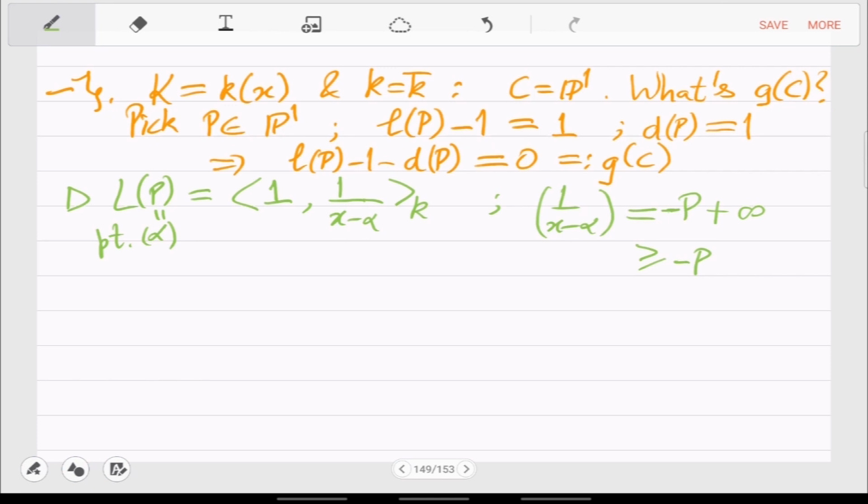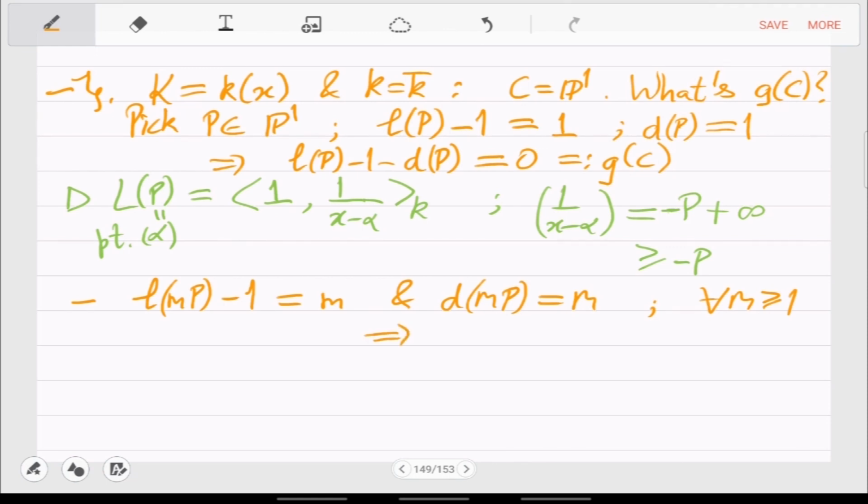But this is not enough to complete the genus calculation, because you have to also look at higher multiplicities. So you also have to calculate LMP minus 1. What is this? And it is here that you have to see that this will be equal to m, while the degree is equal to m also. The functions we want are x by alpha and x by alpha square. It's actually true for all m, yeah, which then means that genus is 0. That calculation I am skipping because it's the same calculation.